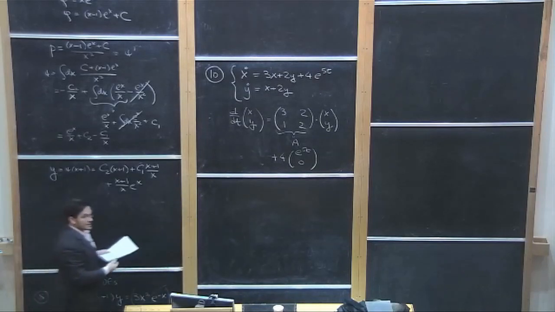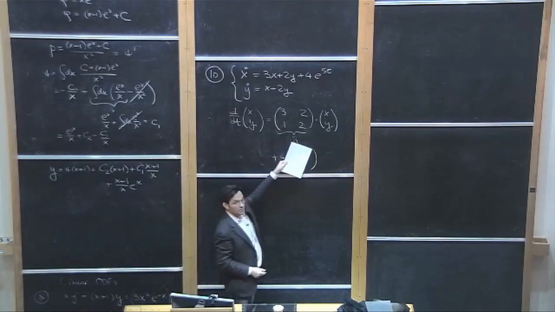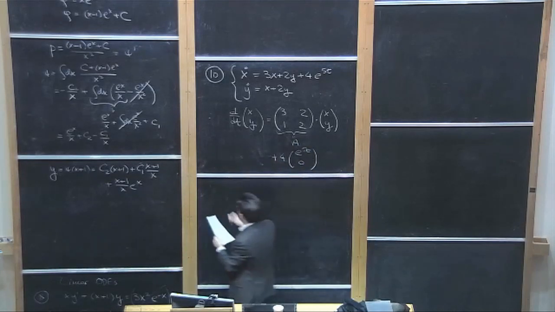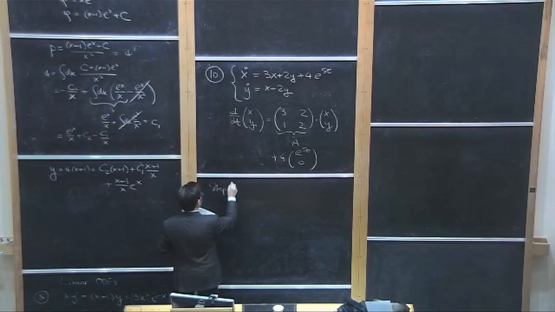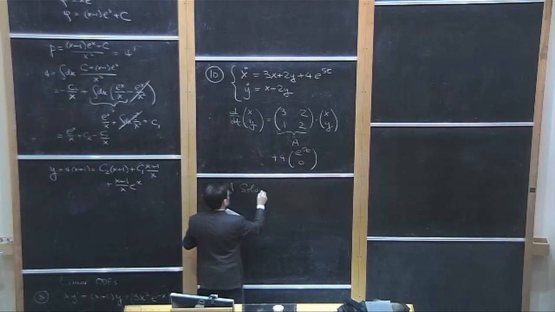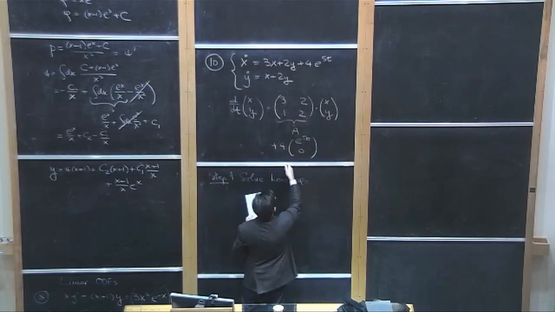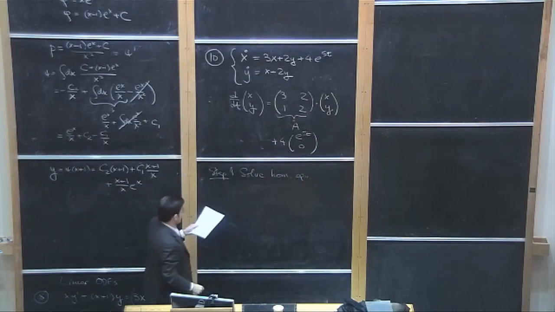So this again is an inhomogeneous equation. So you start by solving the homogeneous one. It's the same procedure, right? So let's solve the homogeneous one first. So step 1, solve the homogeneous equation. So forget about that bit. And how do we solve it?